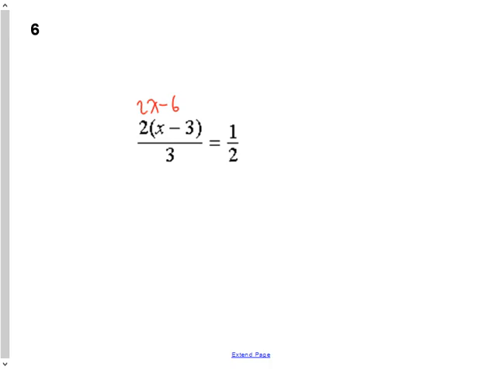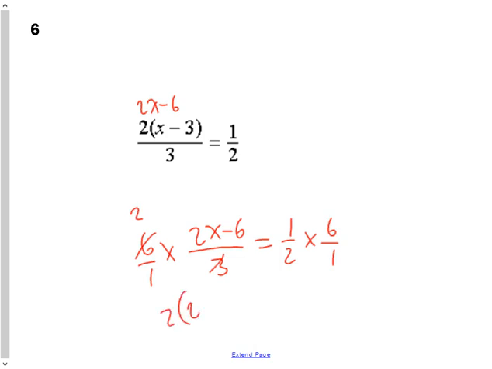Either one of these ways to write the numerator, 2 times x minus 3 or 2x minus 6, both express the same amount. If it was me, I would simplify with the distributive property in that numerator first. And here's why: when I multiply by 6 and cross reduce, I get 2. This will become 2 times 2x minus 6 is equal to 3.